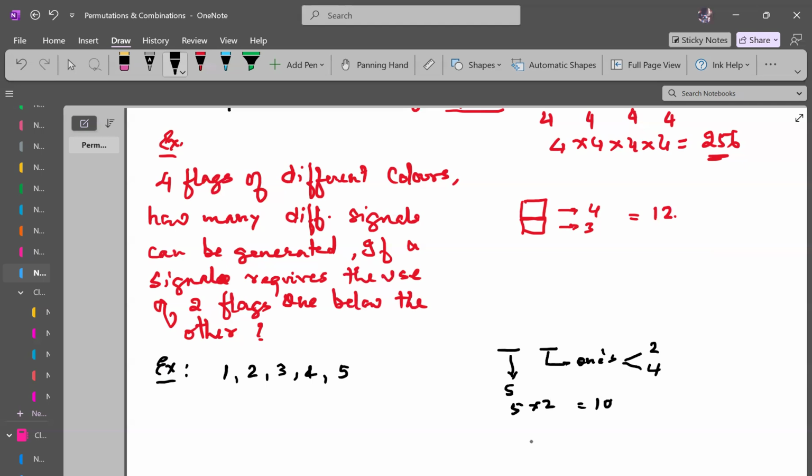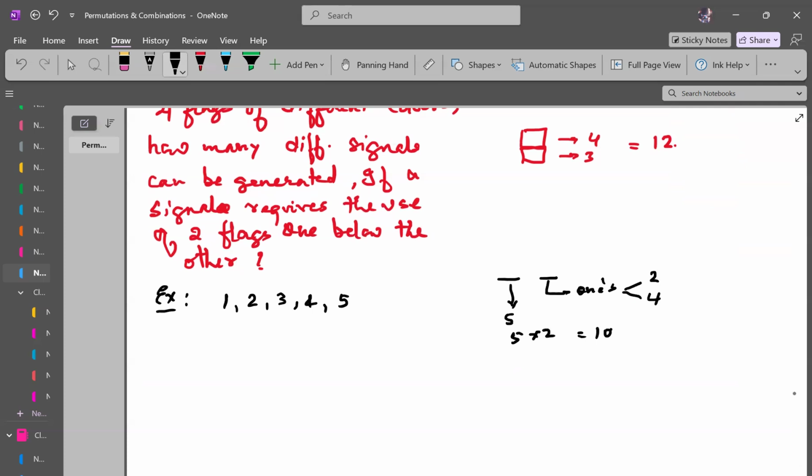I'll give you a question. Okay, this is a slightly lengthy question. Find the number of different signals. We are doing all these questions so that it gets drilled into your mind a little. Then we'll go to the formula. Okay.